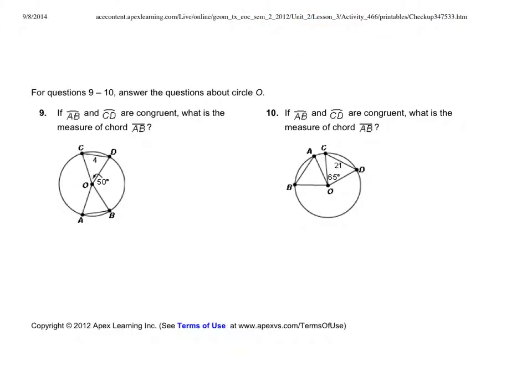If AB and CD are congruent, what is the measure of chord AB? Well, if this arc from here to here is congruent to this one from here to here, then these chords must be the same. So if CD was 4, then AB must be 4.